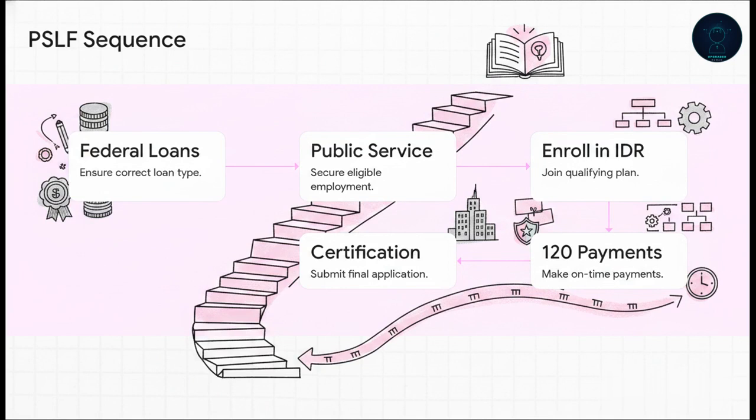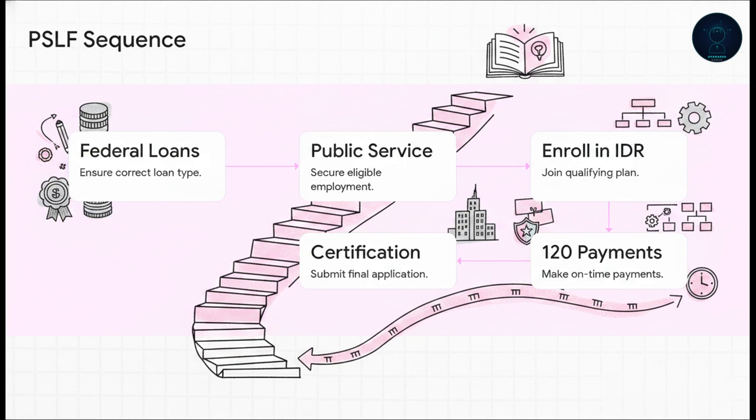Step 1. You absolutely must have the correct loan type. Step 2. Secure eligible full-time employment with a public service or nonprofit employer. Step 3. Enroll in a qualifying income-driven repayment plan. Step 4. You have to make precisely 120 qualifying payments. And finally, Step 5. Submit the ultimate certification.